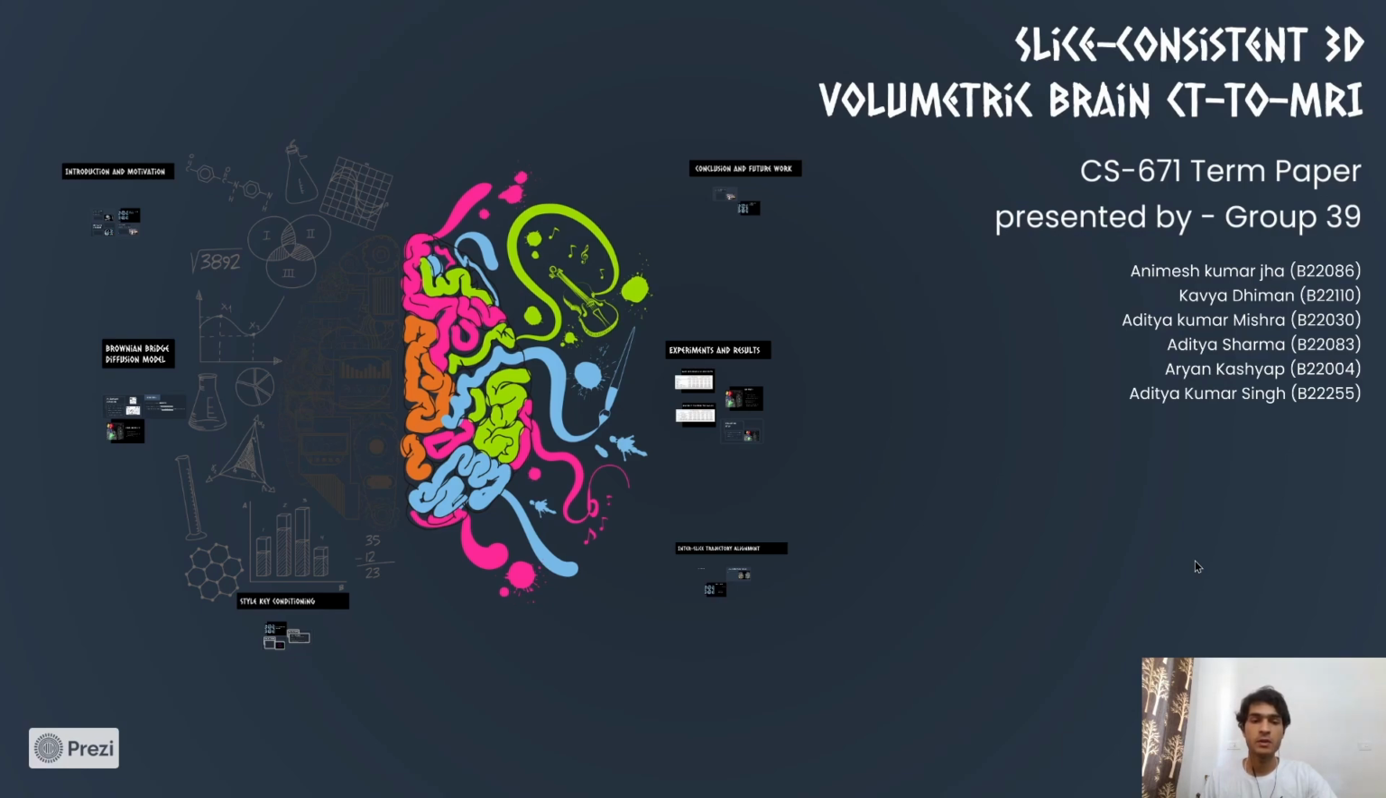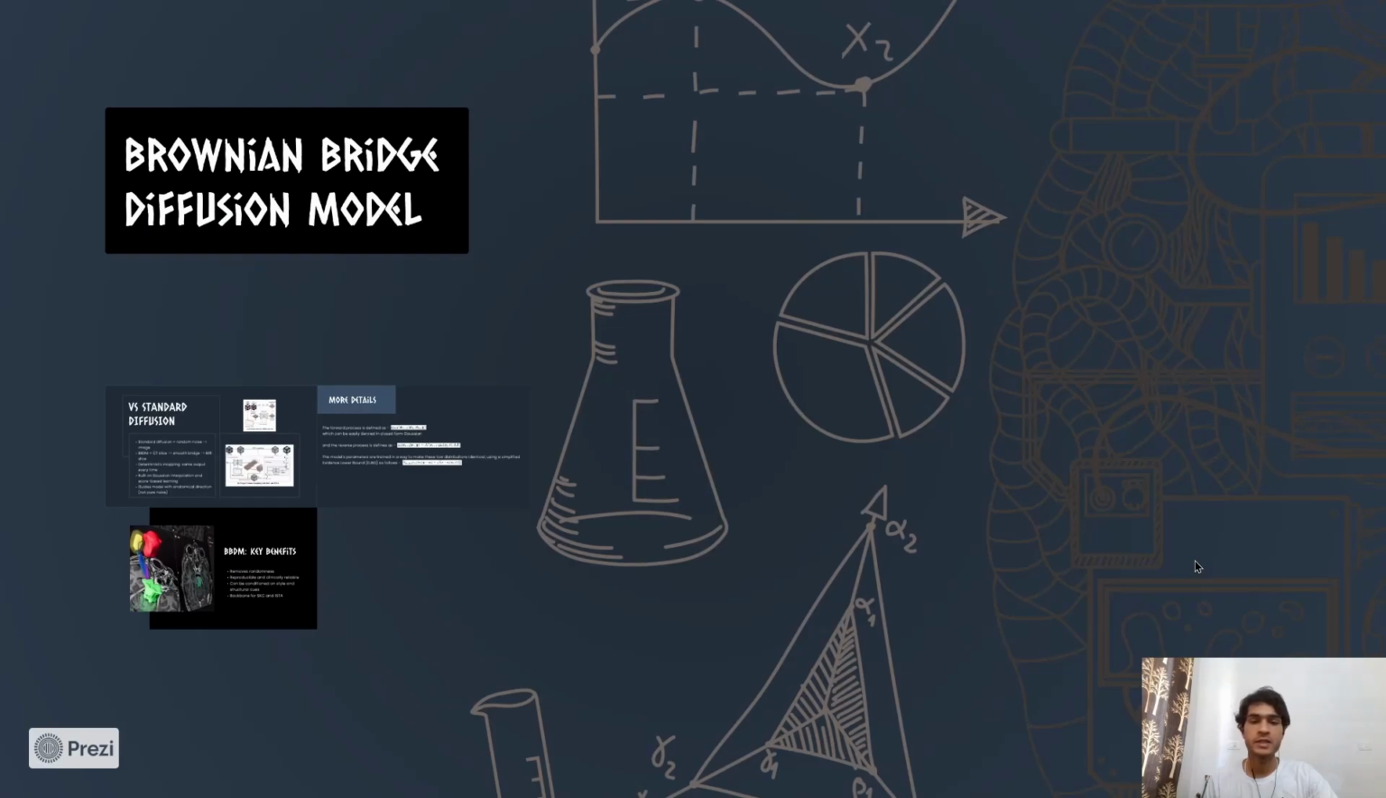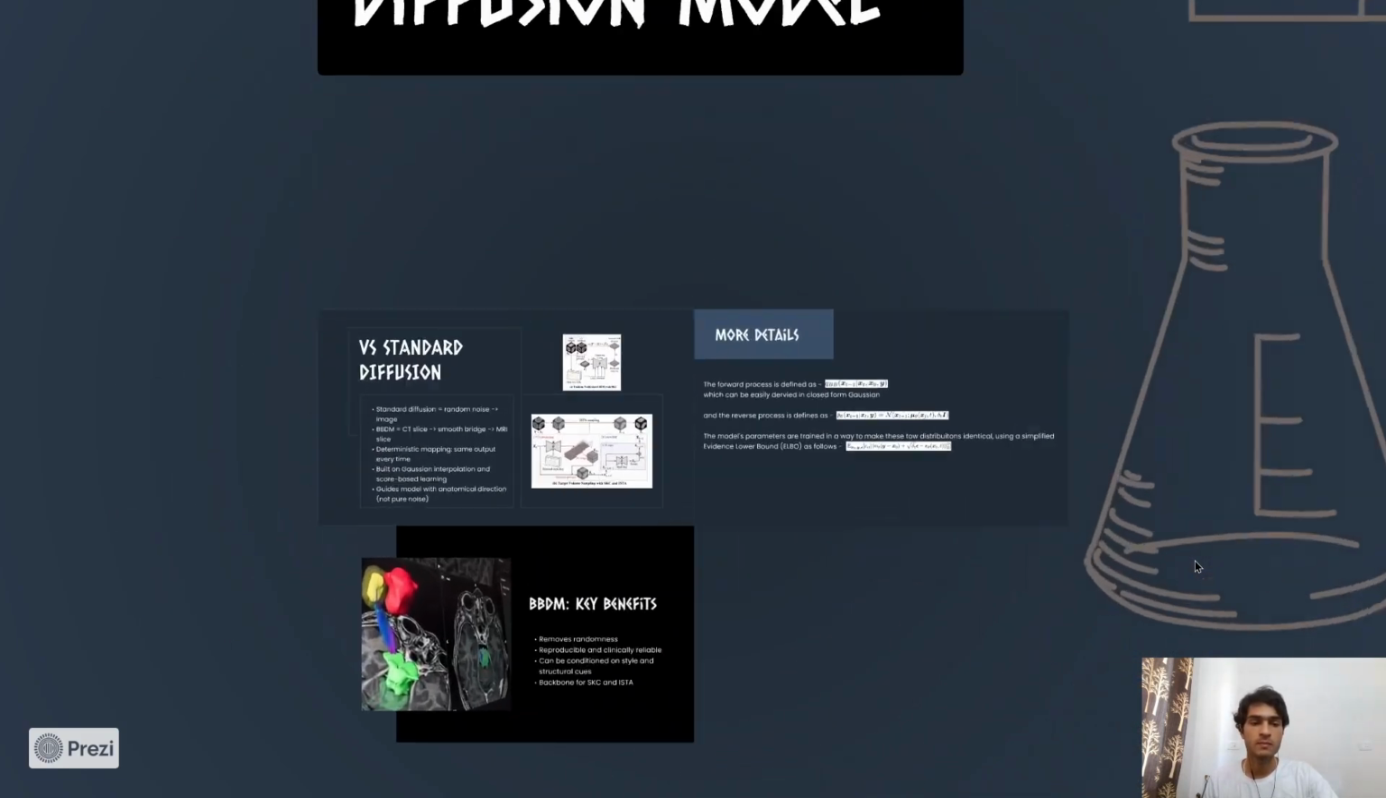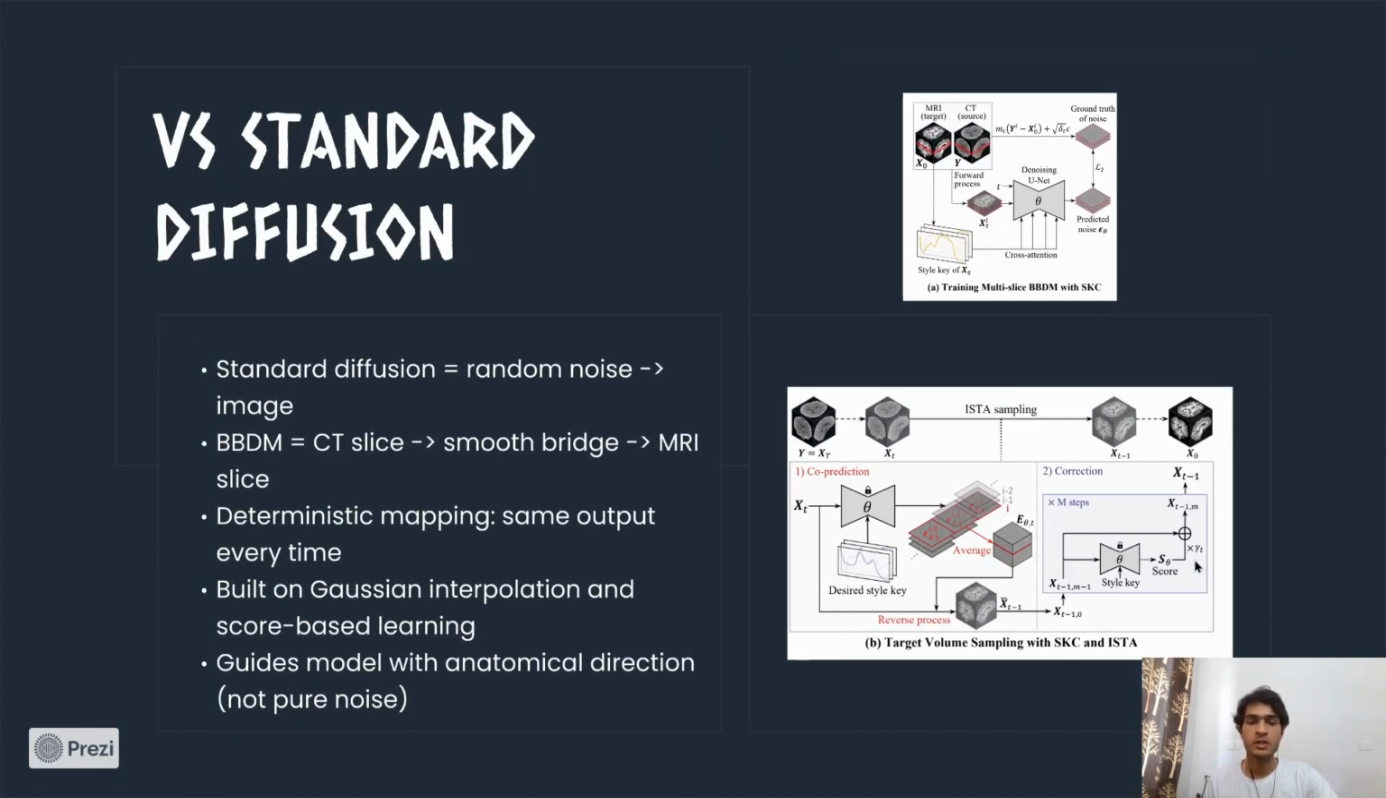Now let's take a deeper look into the technical core of the proposed approach, which is the Brownian bridge diffusion model, or BBDM for short. To appreciate what BBDM contributes, let's first revisit how a standard diffusion model works. In traditional diffusion models, we generate images through a two-step process which includes a forward diffusion phase where the image is gradually corrupted with noise over several steps, and a reverse denoising process where the model learns to remove that noise step by step to reconstruct a new image.